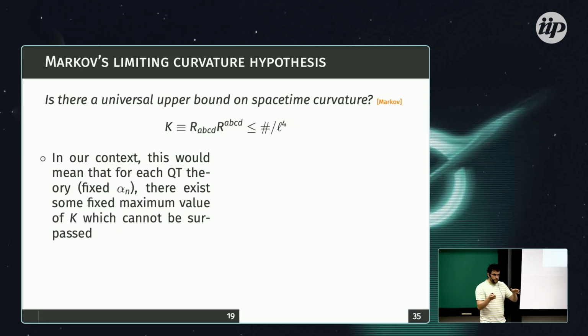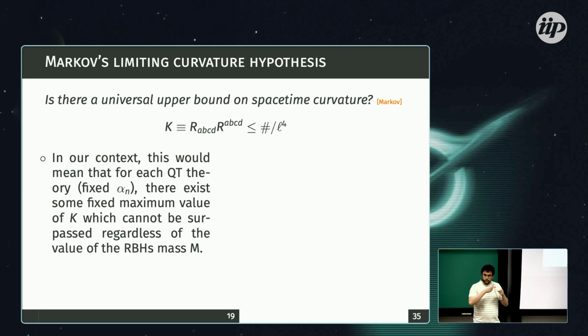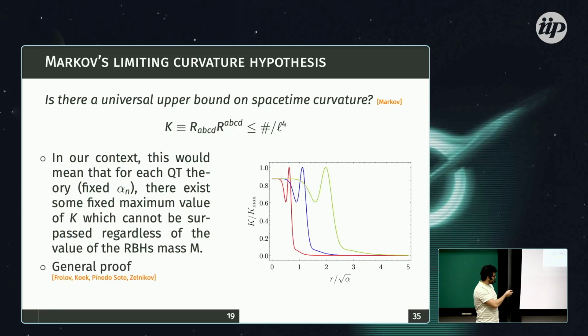And you would say, well, that's obvious because the solutions are regular, so that will happen. But it should be independent of the mass of the solutions. So regardless of which mass I'm considering, there should be a fixed cutoff maximum value of the curvature. And actually, we observed this in some examples. So you see this is for different masses in some example, and you see that it cuts off regardless of the mass.